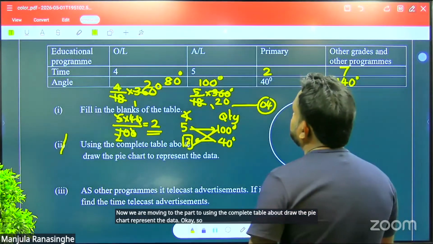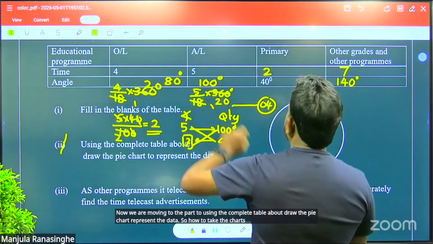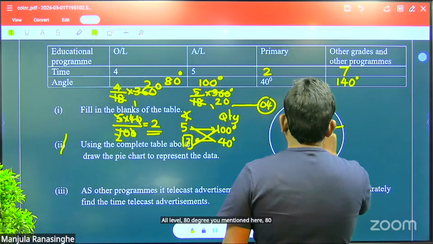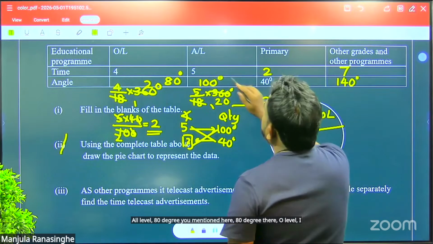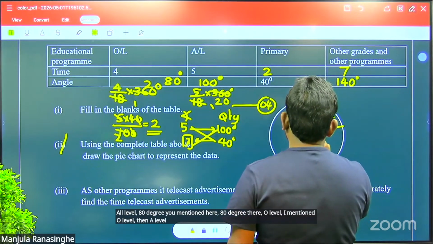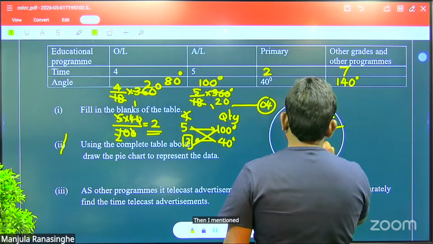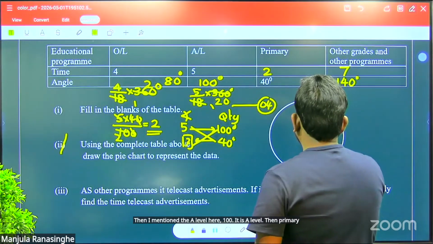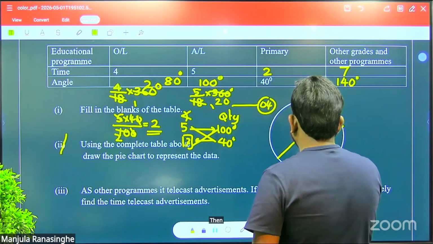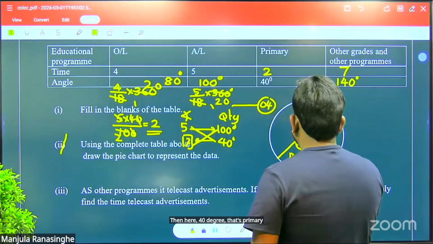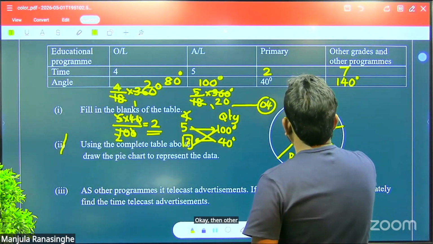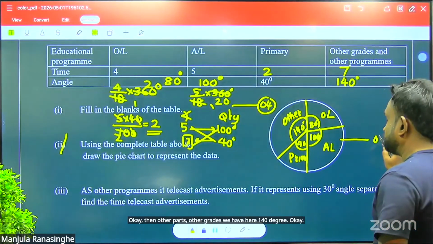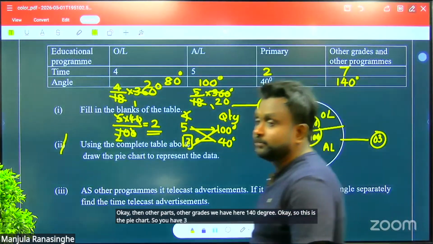Okay, so how to draw the chart? Here O level is 80 degrees. You mention 80 degrees there, and I mention O level. Then A level 100 degrees. I mention A level here, 100. Then primary 40 degrees. Then here 40 degrees, that's primary. Okay, then other grades we have here 140 degrees. Okay, so this is the pie chart. So you have 3 marks for drawing the pie chart.